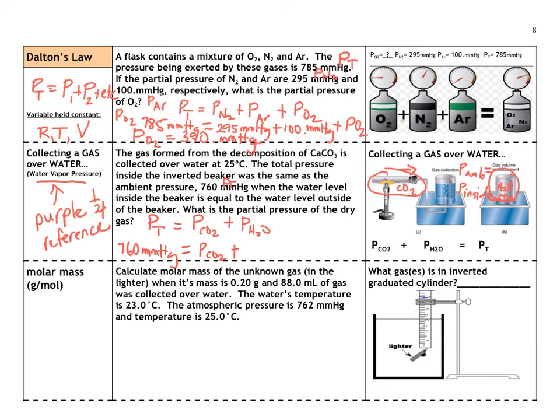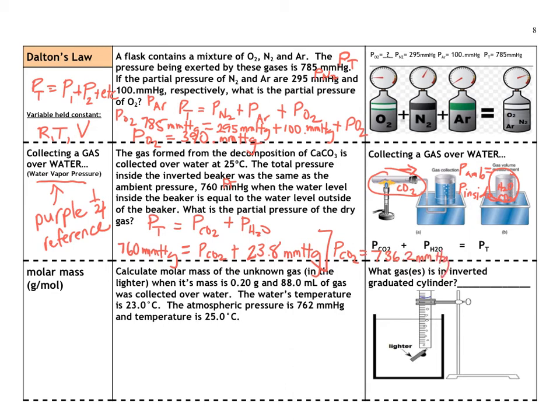The water vapor pressure at 25 degrees Celsius, we're going to have to look up on our purple quarter sheet. And it turns out to be 23.8 millimeters of mercury. So solving for the pressure of our dry gas, we get 736.2 millimeters of mercury.